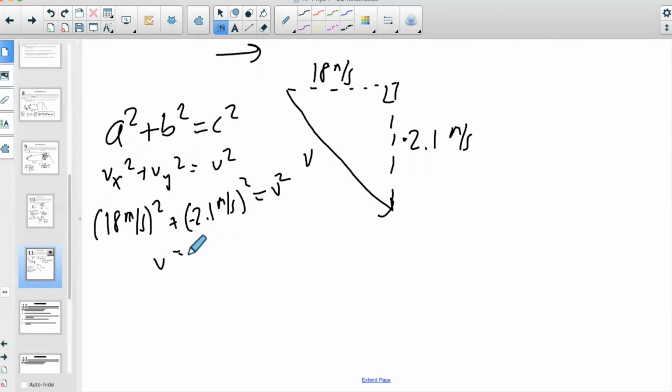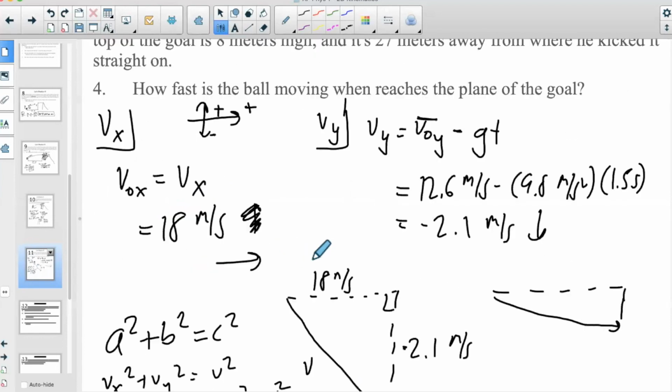So finally, you should get a final answer of 18.1 meters per second. But here's what you should notice out of this. Notice that this is not really that far away from 18. That's because the 18 is not really drawn to scale. The real triangle would look more like that. The horizontal component is so much bigger than the vertical component that this answer is really close to that.